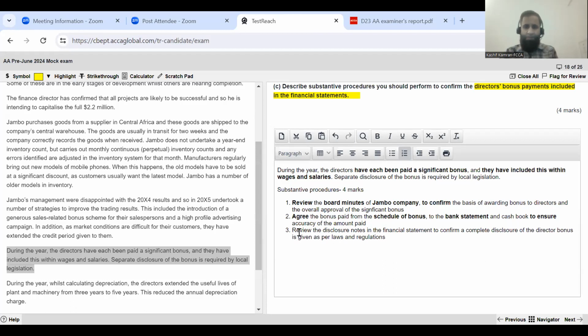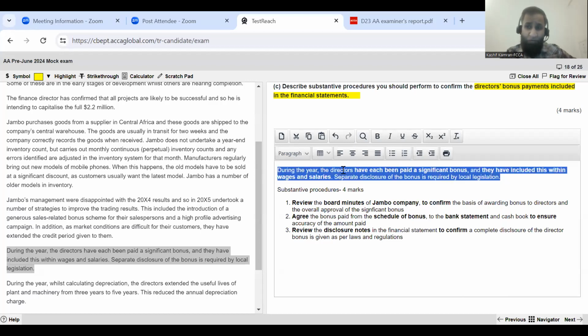Review, right? So every procedure was starting with an action. Every procedure had a subject matter like the disclosure notes, and every procedure had to ensure, to confirm. That's the purpose. And it's coming out of the case study given over here. Just the two lines helping me write three procedures in the shortest possible time.